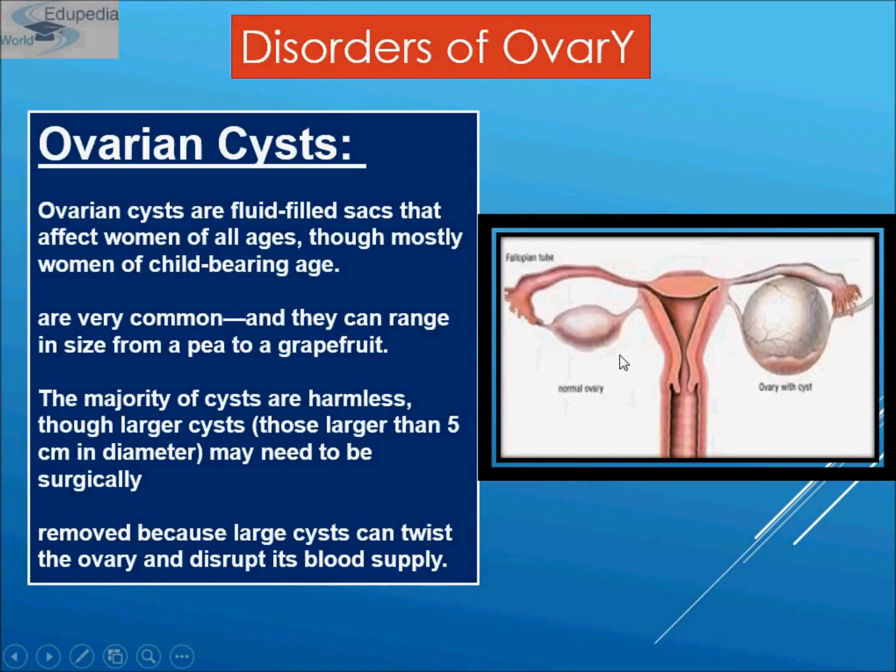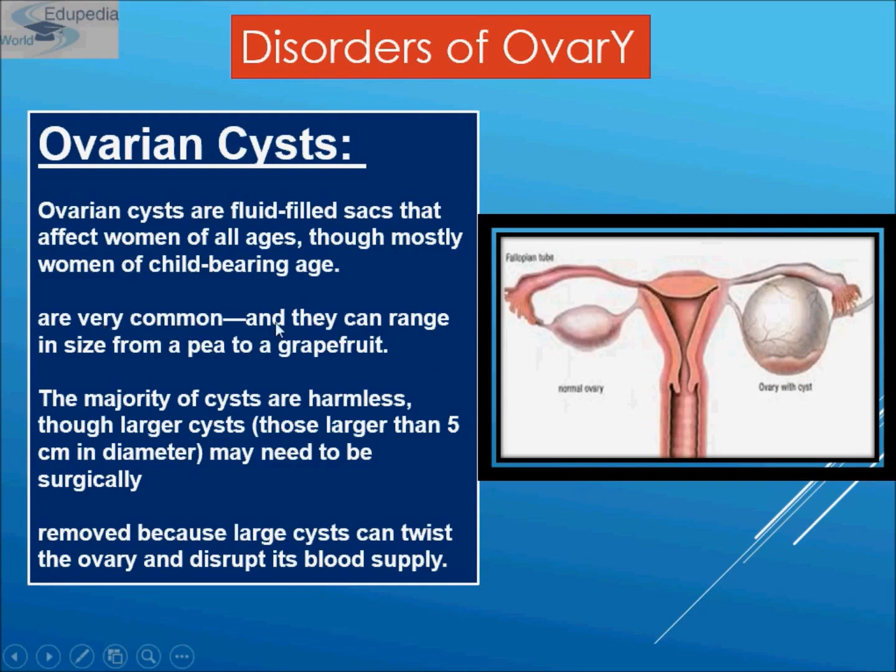Now come to the disorders of the ovary. First is ovarian cyst. Ovarian cysts are fluid-filled sacs that affect women of all ages, though mostly women of childbearing age, that is around 22 to 25 years. So these are the ovarian cysts that form in the ovary, which are fluid-filled sacs. This is the ovary with the cyst.